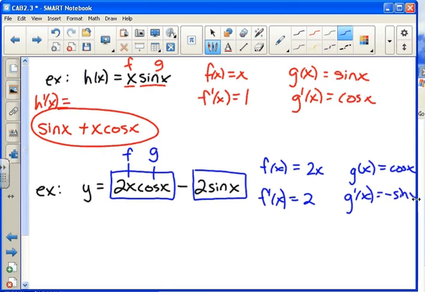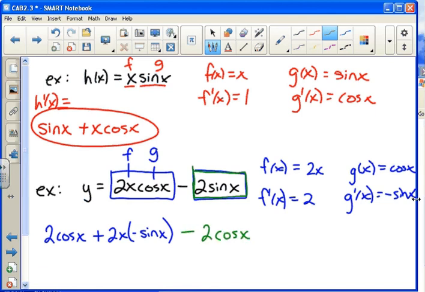F prime times g will give me 2 cosine x, then plus f times g prime is 2x times negative sine x. And then I've completed that first box. So let's actually color code this. We'll make the second box green. We can do it all by itself. It does not require the product rule. You only need the product rule when you have two things with x in them being multiplied by each other. So here we can just take the derivative the way it is. The derivative of a sine is cosine, so we'll have 2 cosine x.